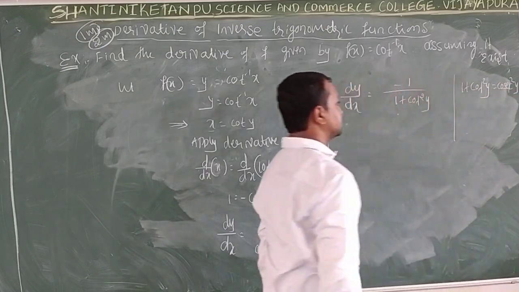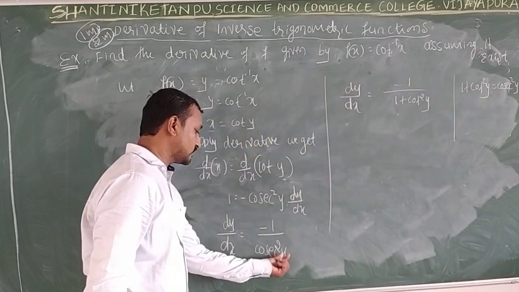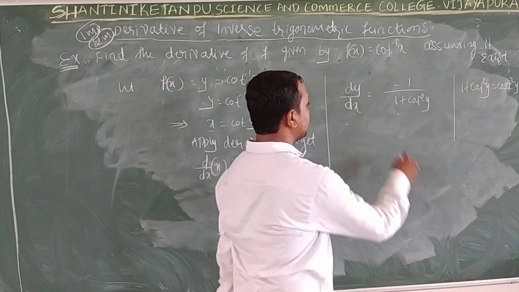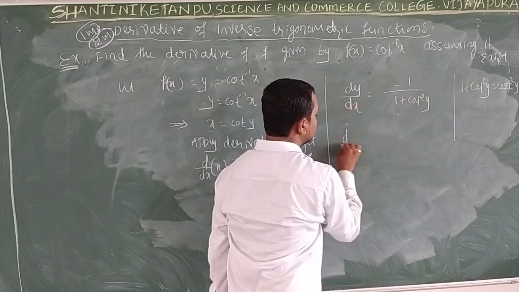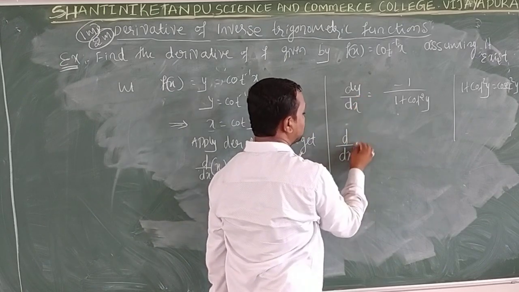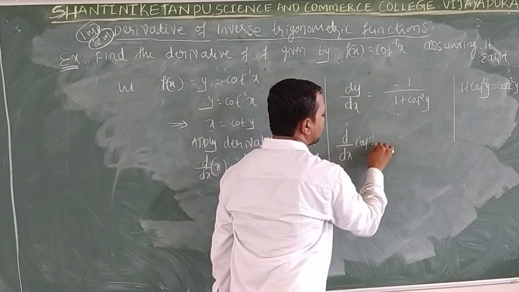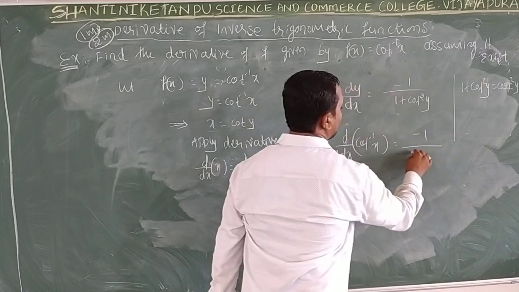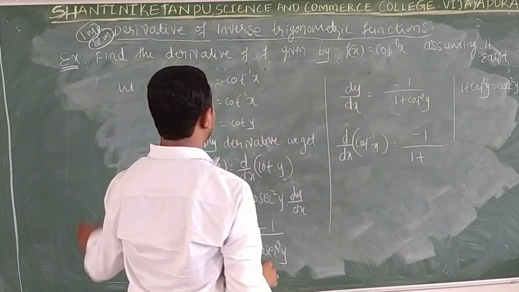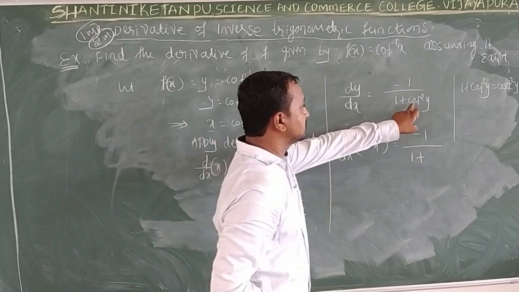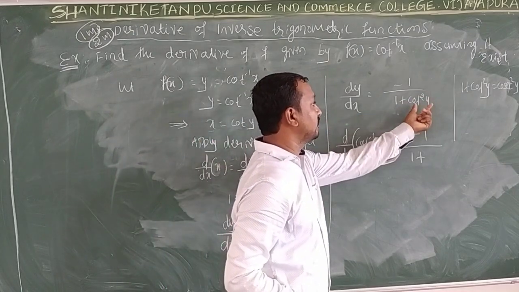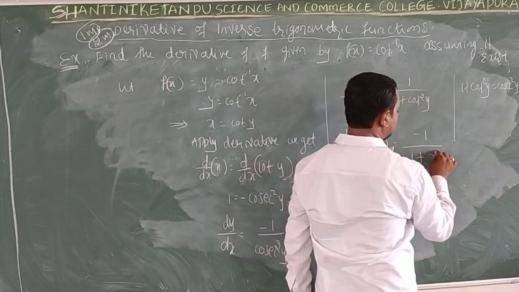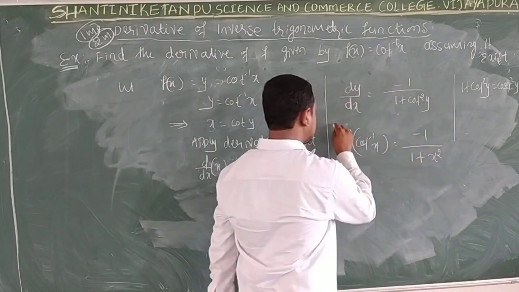This is the standard relation. So that means cosec square y can be written as 1 plus cot square y. Then d by dx of y, which is cot inverse of x, is equal to minus 1 divided by 1 plus cot square y. The value of cot y is x, so cot square y is x square.